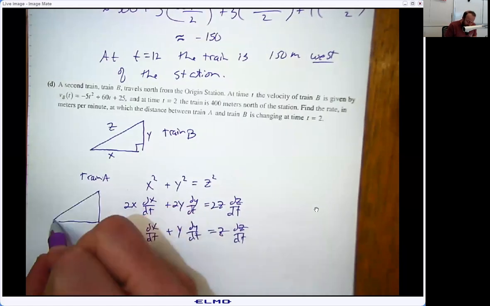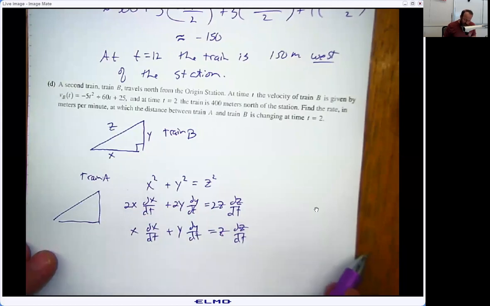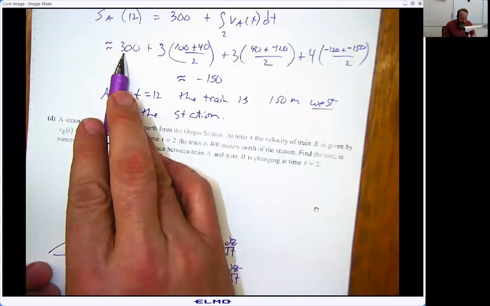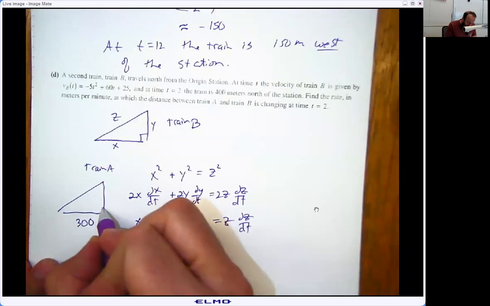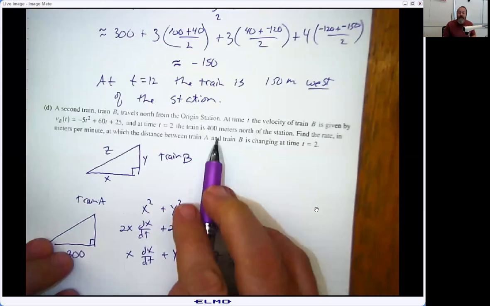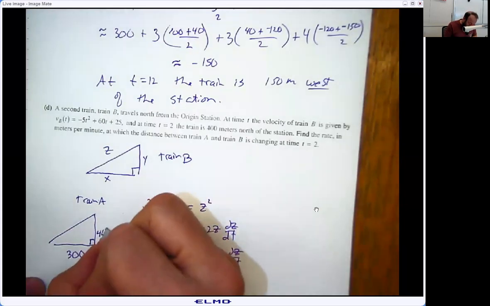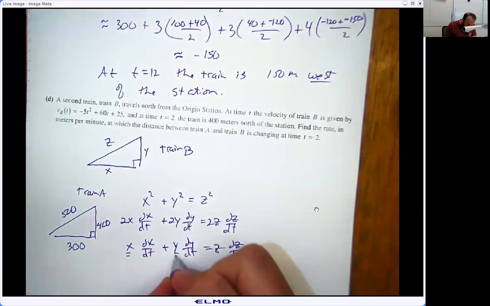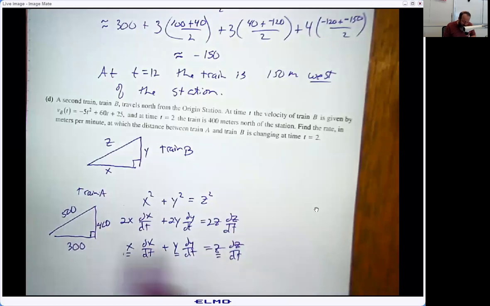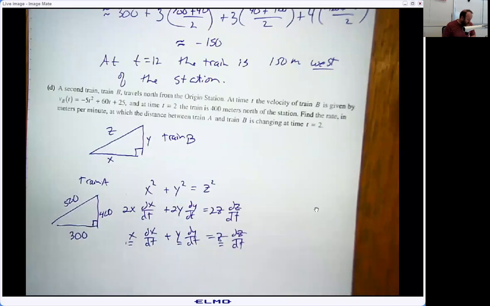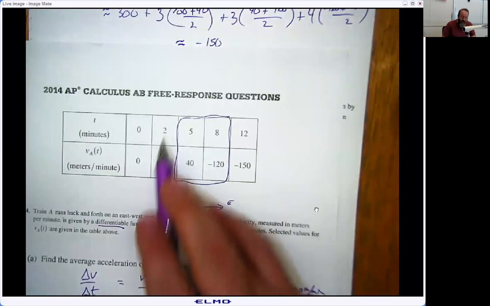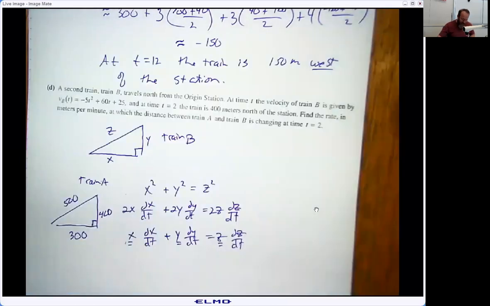And one of those pieces of information is we know from above, at time 2, we already knew that it was at 300. So we know that this snapshot in time, this was 300. It tells me right here that this other train was 400. And so they were being very kind to us by giving us x, y, and z as 300, 400, and 500, which, by the way, I just noticed that was a 3, 4, 5, so I didn't worry. And so we also know that from the table that dx/dt was exactly 100. So we've got that one.